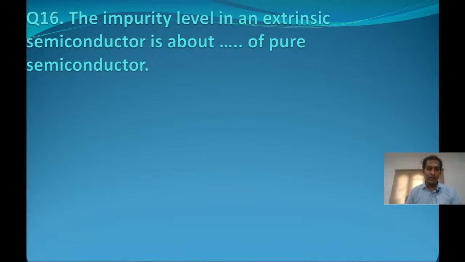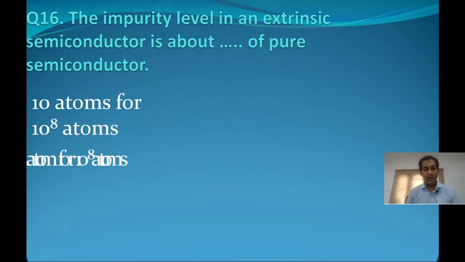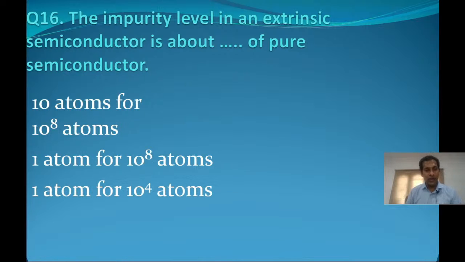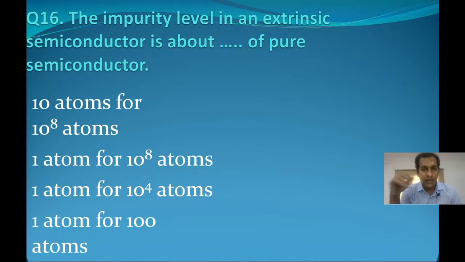The impurity level in an extrinsic semiconductor is about dash dash of pure semiconductor. The options are 10 atoms, 1 atom, 1 atom for 10 to the power 4 atoms, or 1 atom for 100. What is the impurity level in an extrinsic semiconductor? There are two types of semiconductor. Intrinsic is the one which is pure. When we get it from nature, we call it intrinsic. Either silicon or germanium, when they are naturally pure, there is no impurity added, there is no doping.